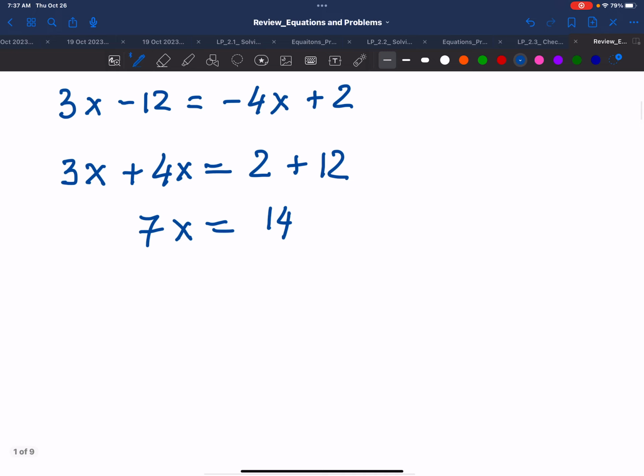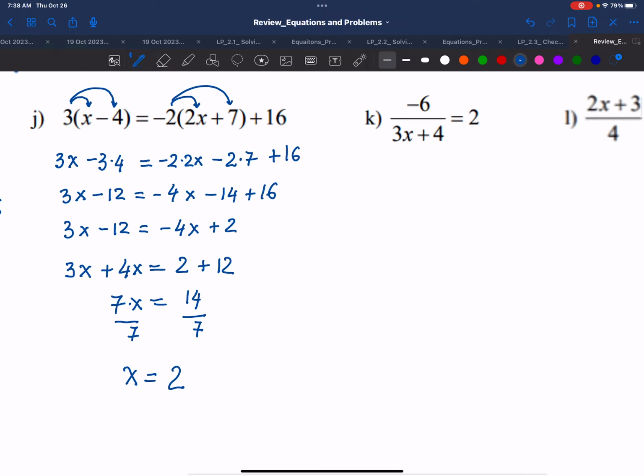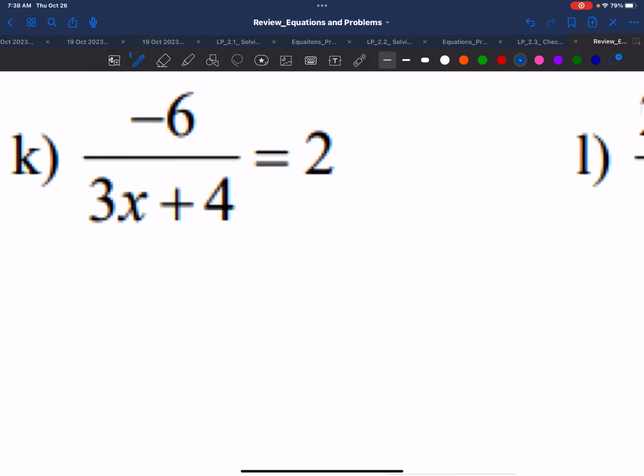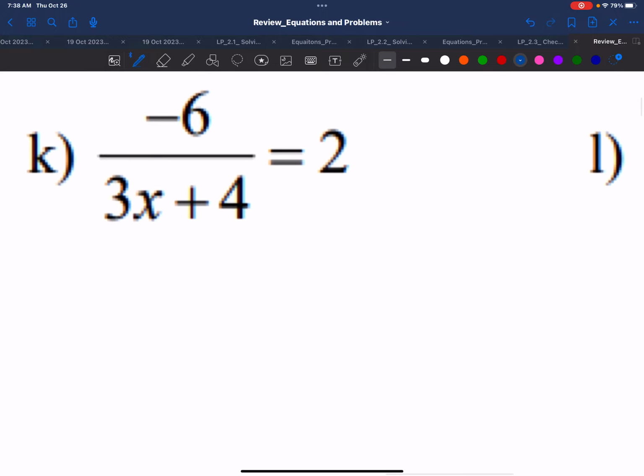Now isolate x from number 7, which is multiplying it, which means that we have to divide both sides by 7. I have to write this. And we have x all by itself, isolated, and equal to 2. Now we'll take a look at an equation that involves fractions.